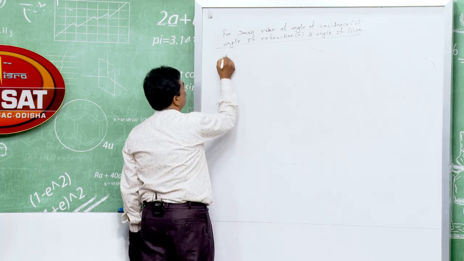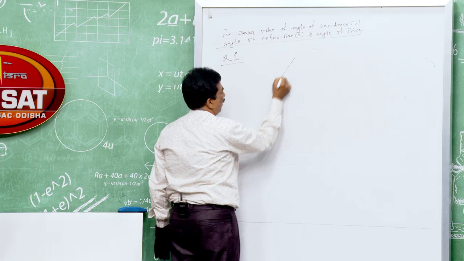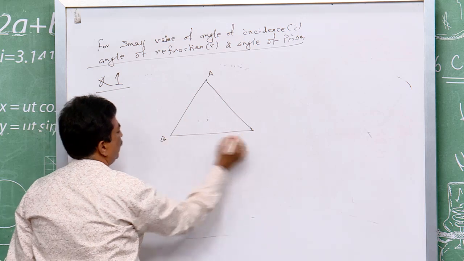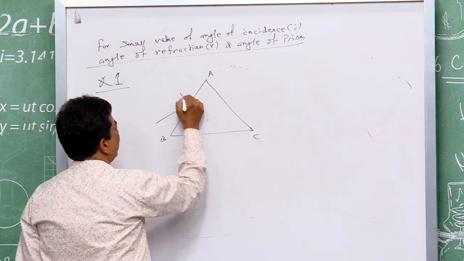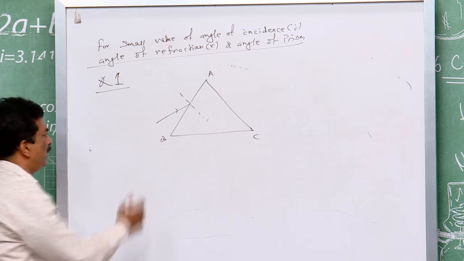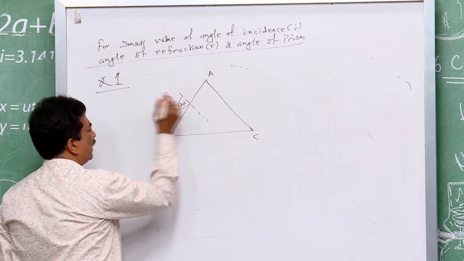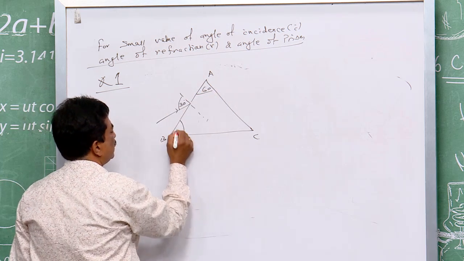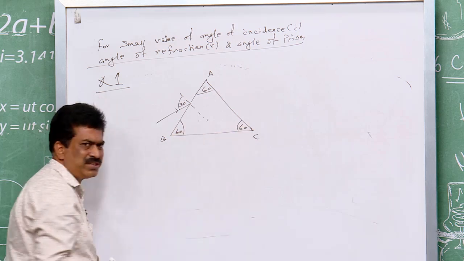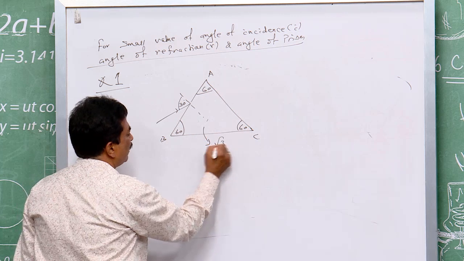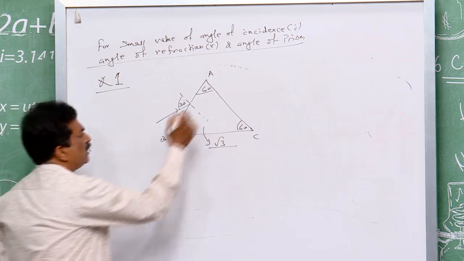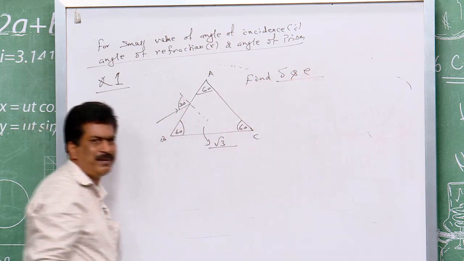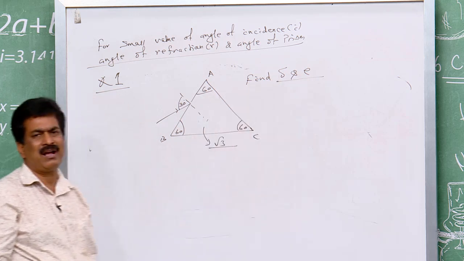Suppose question number 1. This is a prism ABC. Suppose a ray is incident and this is its normal. This angle is given as 30 degrees, say. And if this is an equilateral triangle, each angle is 60 degrees, and this material has a refractive index of root 3. The question is to find delta and E, the angle of deviation and the angle of emergence.